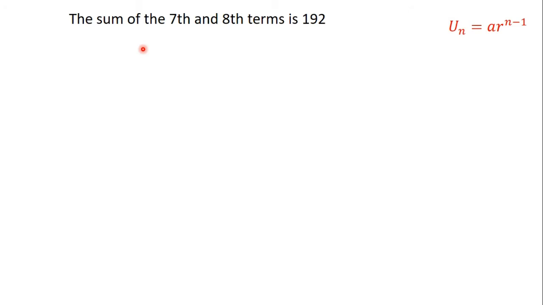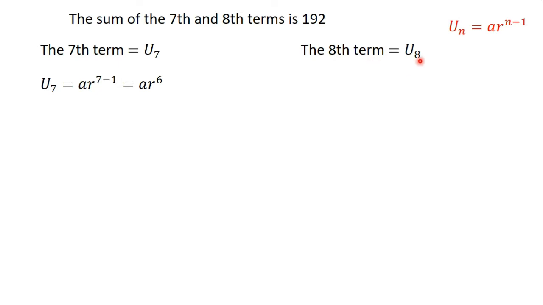The 7th term of the GP will be denoted by U7. We can find U7 from the formula. From the formula, U7 will be equal to ar^(7-1) since n is equal to 7, and this will give us ar^6. The 8th term will also be denoted by U8. We can find U8 from the formula. From the formula, U8 will be equal to ar^(8-1) since n is equal to 8, and this will give us ar^7. So we have U7 as ar^6 and U8 as ar^7.